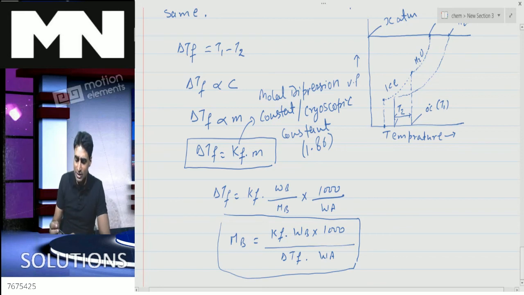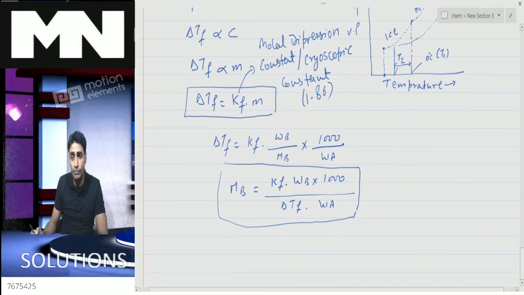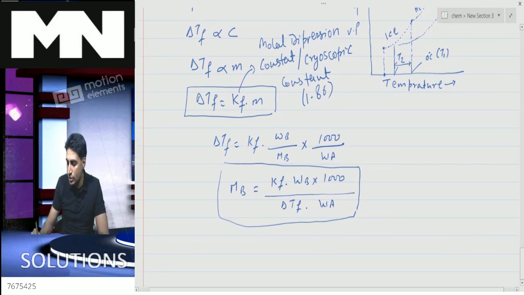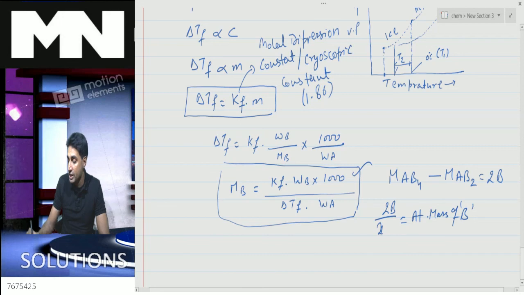In such a question, you can calculate two different molar masses: the molar mass of AB4 and the molar mass of AB2 through this formula. The difference of these two molar masses will give you 2 into atomic mass of B, twice the atomic mass of B. So if you divide this 2B by 2, you will get the atomic mass of B. And if you put that atomic mass of B in either of these two values, you can easily calculate the atomic mass of A. So this is what you can do in that.